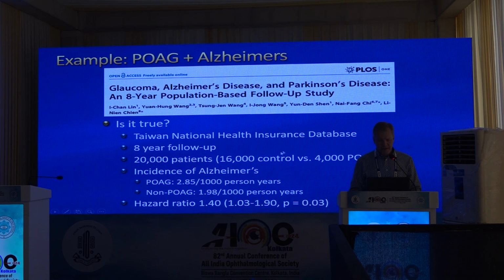And what they found was, if they had glaucoma, the incidence of Alzheimer's was 2.85 out of 1,000 person years. And if they didn't have glaucoma, it was 1.98. So the thought is that if you have glaucoma, you're more likely to get Alzheimer's. But you can see it was really a small difference, just a really, really small difference here. And the p-value was 0.03. So the only reason this became statistically significant was because of the large database. If you had another large database in a different country, it may have the opposite result.